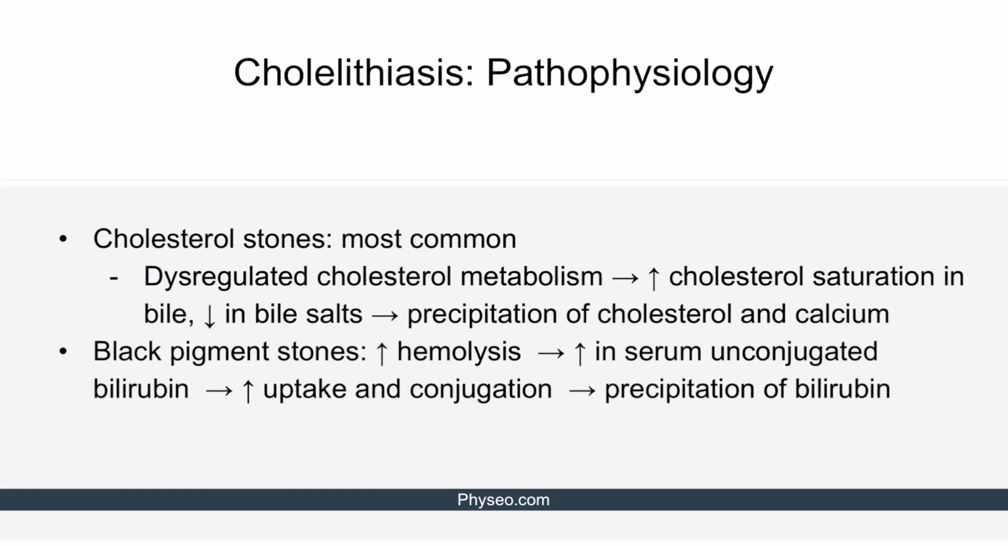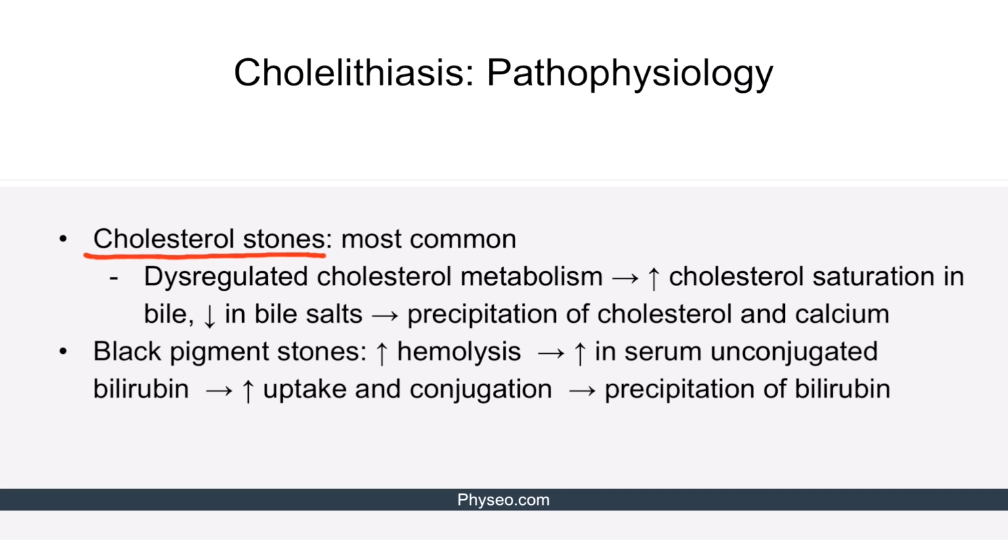Stones in the gallbladder occur for different reasons. Let's look at how the different types of stones form within the gallbladder. Cholesterol stones are the most common type of stone. They're formed due to dysregulated cholesterol metabolism, which leads to increased cholesterol saturation within the bile and a concurrent decrease in bile salt levels. This oversaturation leads to precipitation of cholesterol and calcium as stones.